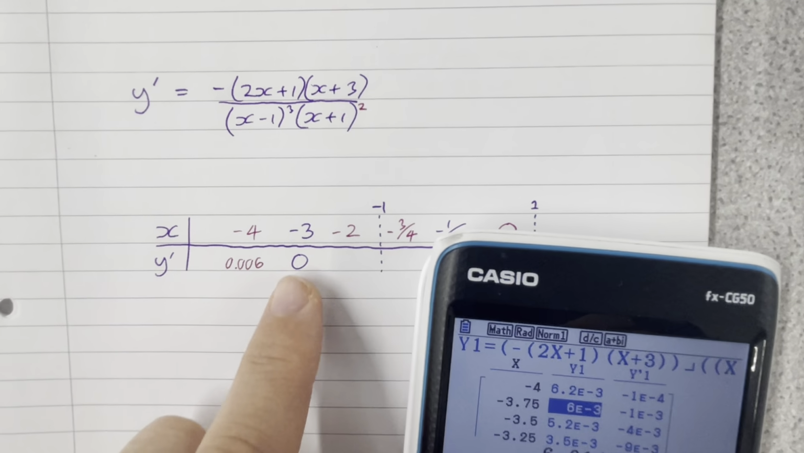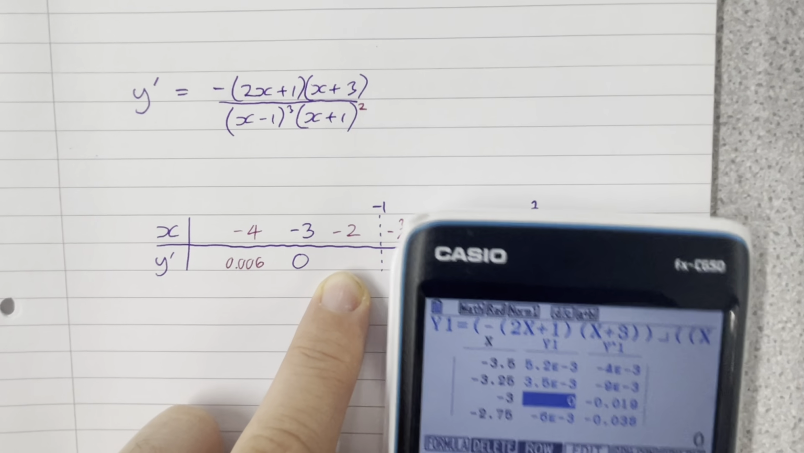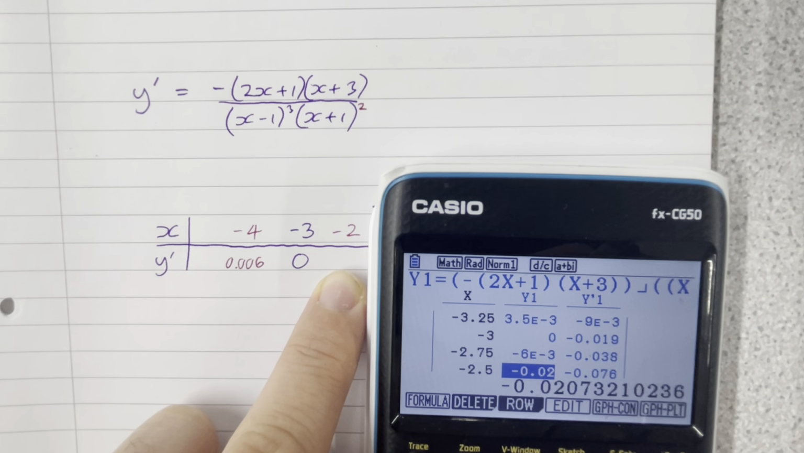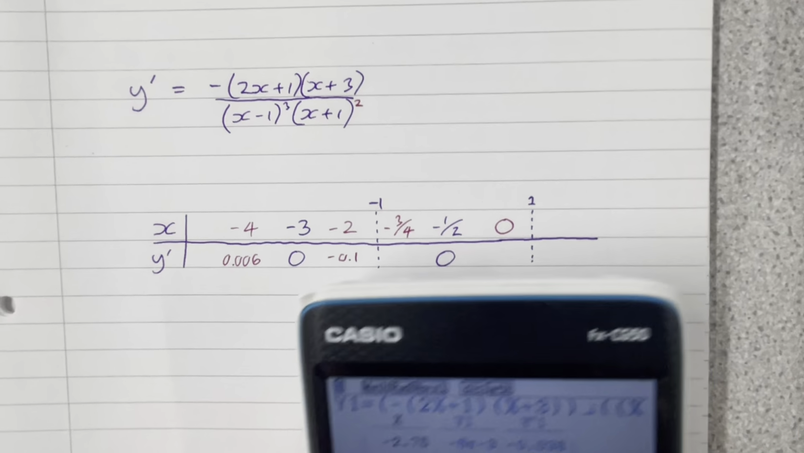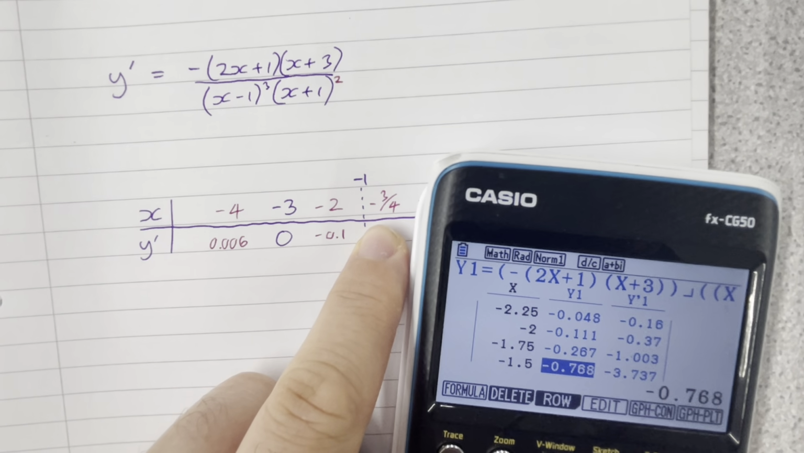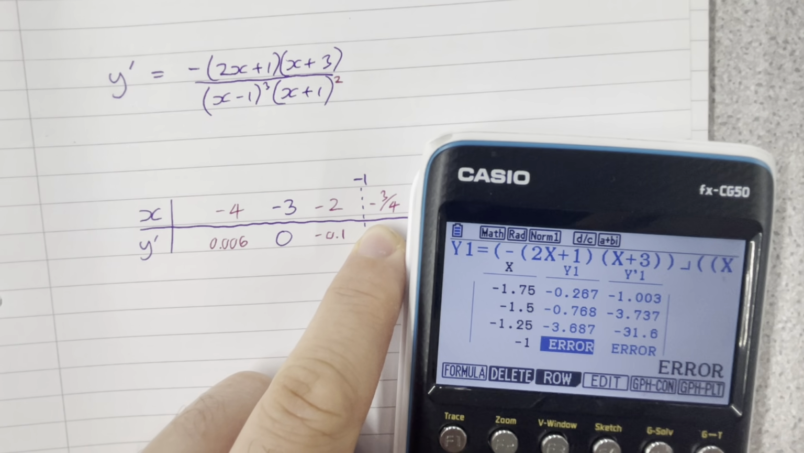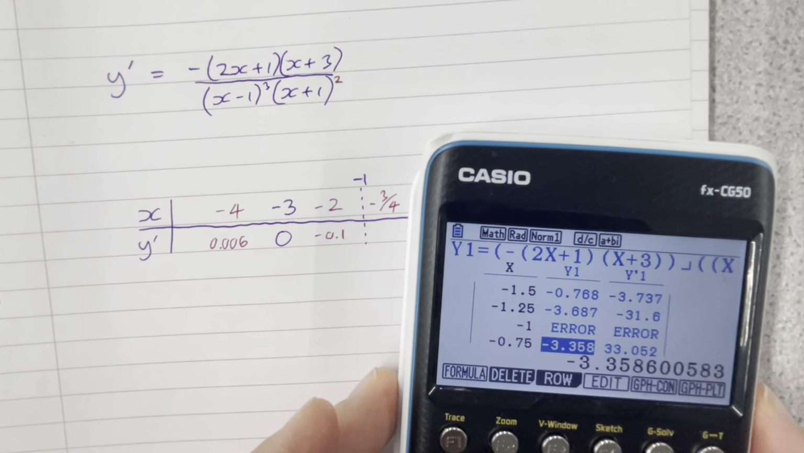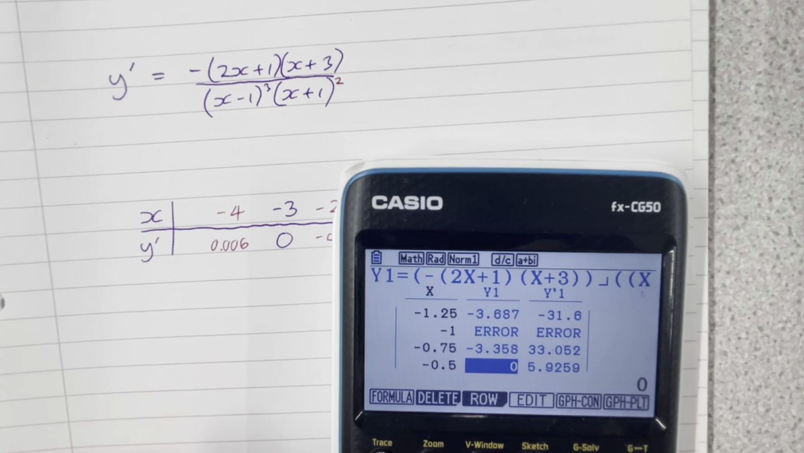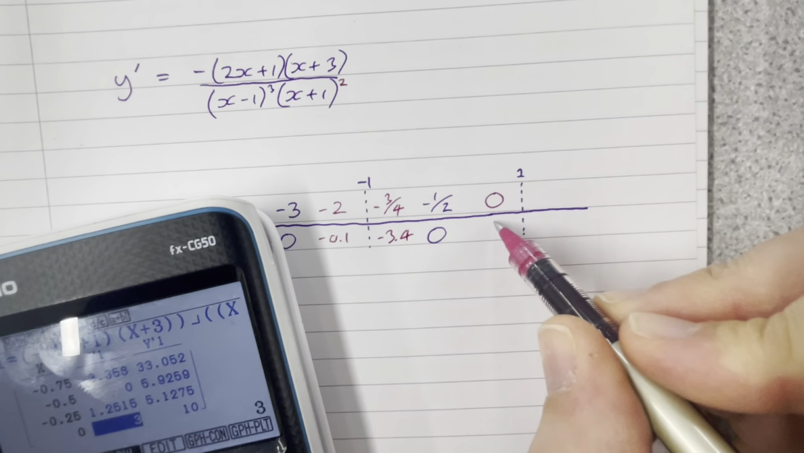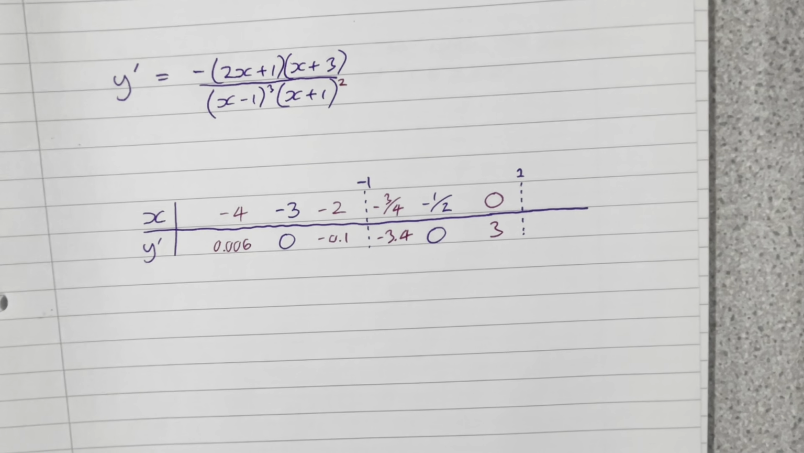And then the next one I'm interested in is -3. We can see that when x is -3, I've got a 0 gradient, which is good. Next is -2, I've got something negative, -1/9, so that's -0.1. Then I need to get to -3/4. It's going to have an error at -1 because there's an asymptote there. At -3/4, we can see the gradient is negative, so it's -3.4. And then I need to scroll up to x is 0, and we can see the gradient is 3. Great. So that's all the information I need.